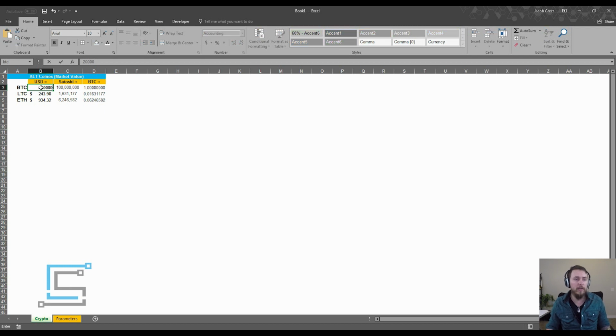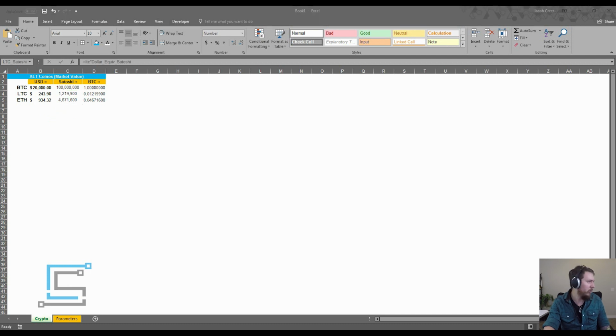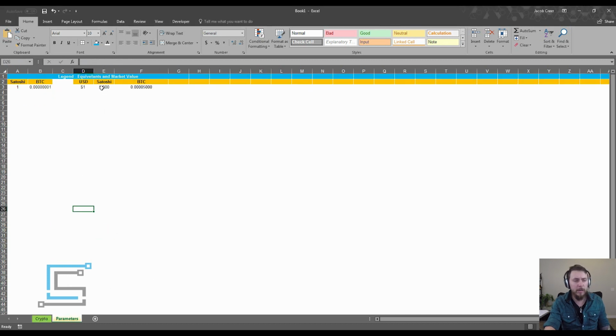So we'll just say 20,000 on the dot. So you can see here how the values changed for some of these. Okay. And then if you go and look at your parameters now, you can see that you only get 5,000 Satoshi per dollar because of the amount that Bitcoin costs, which is 0.00005.